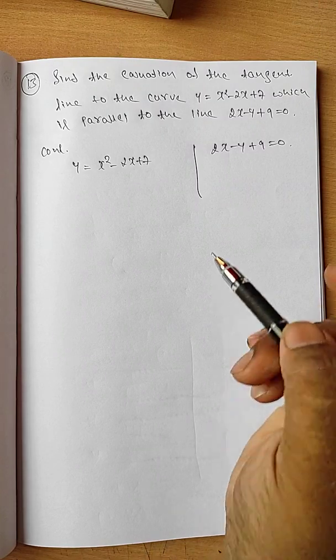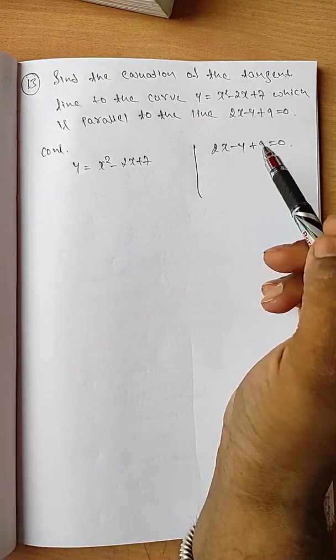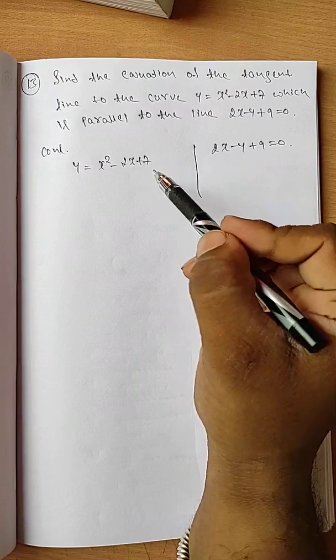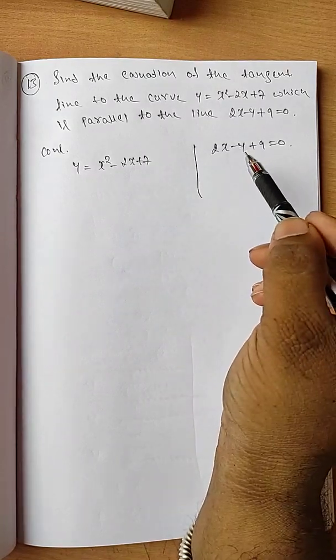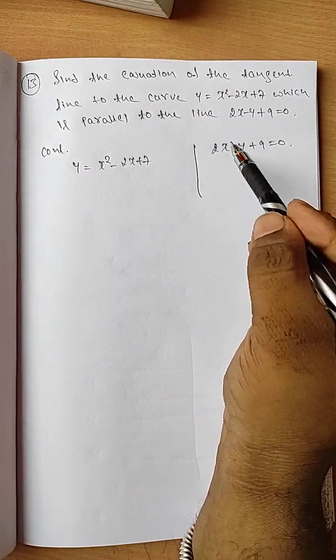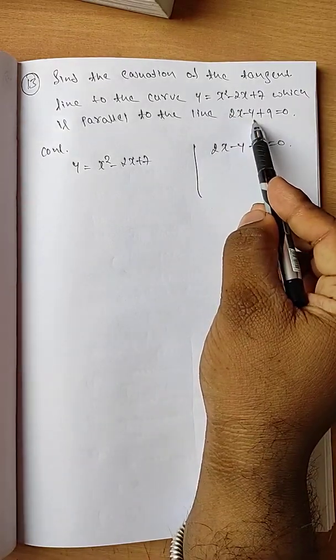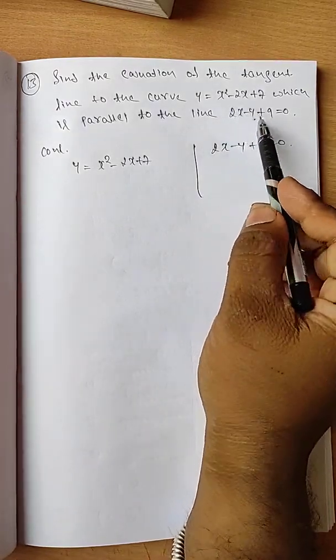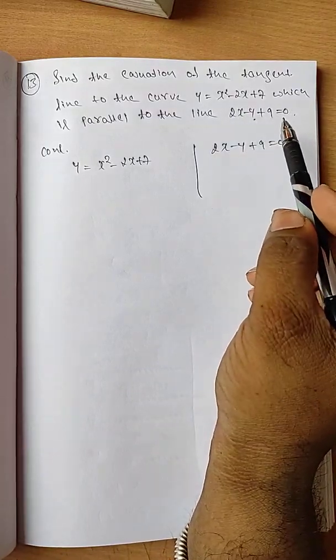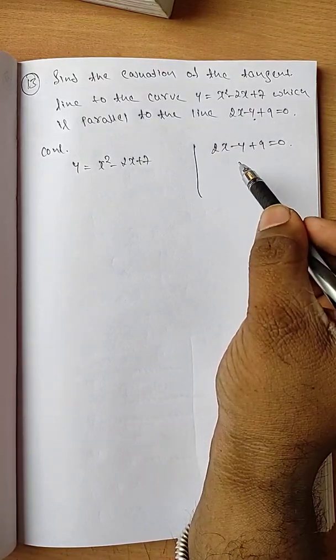So now see here, what we did in the last problem, the same we are doing here. The curve is given, the slope is given. The slope is given in the form of another condition. What is the condition? This curve is parallel to this. If these two curves are parallel, then the slopes are equal. Is it clear? So how to find the slope?